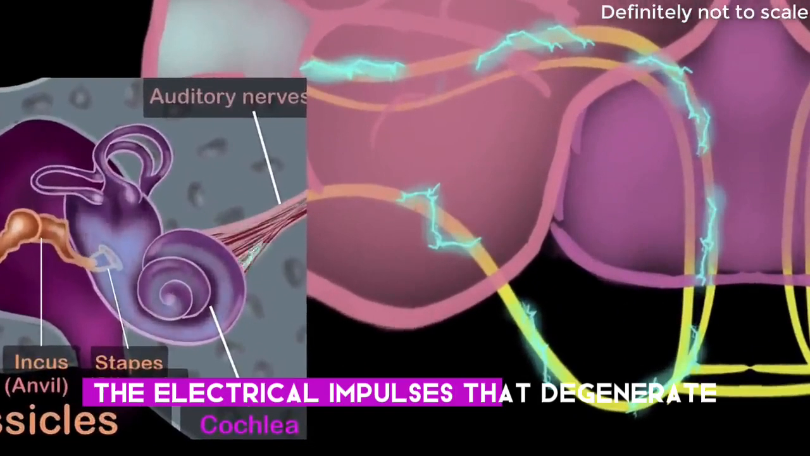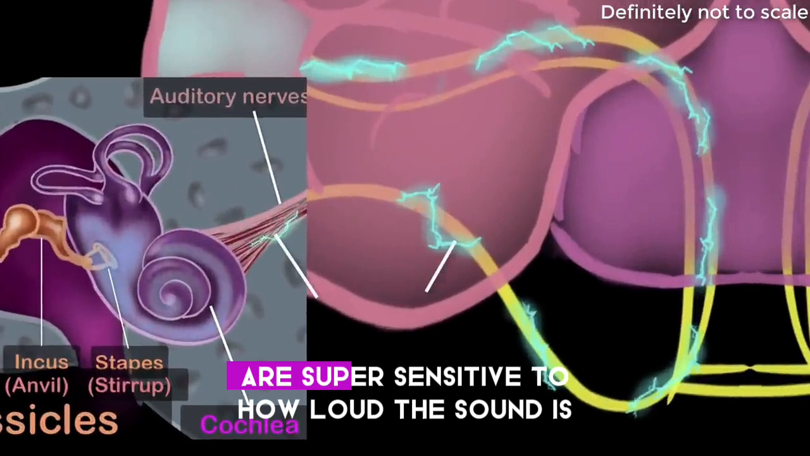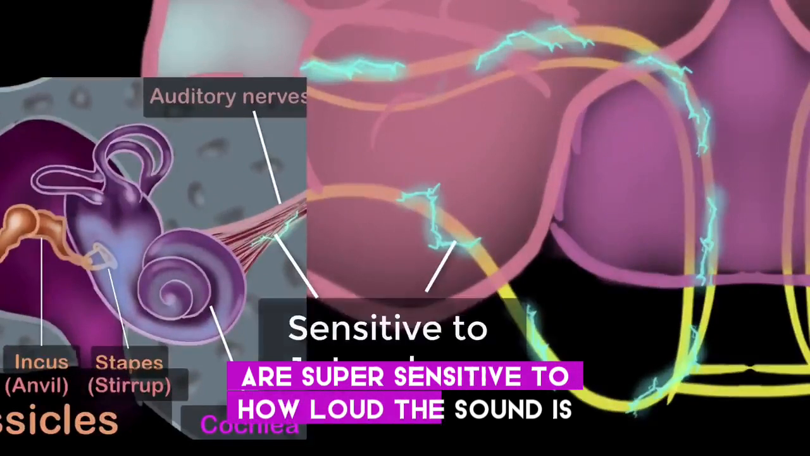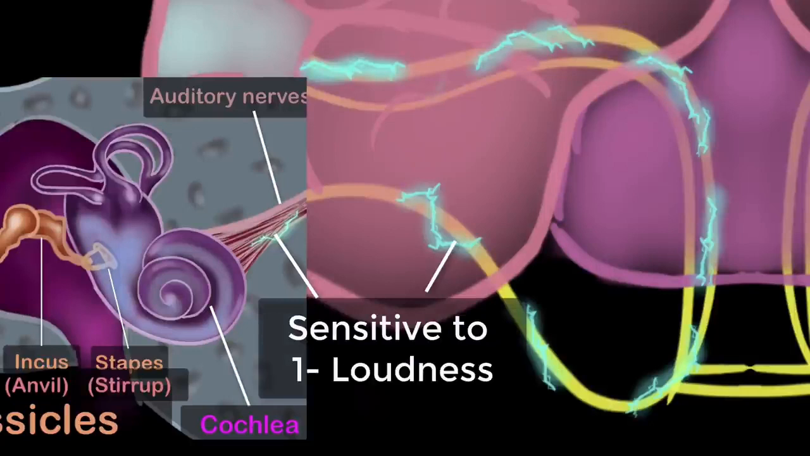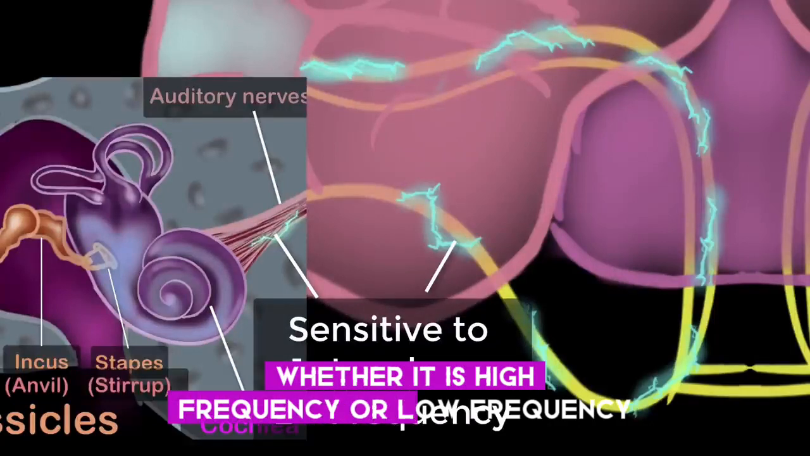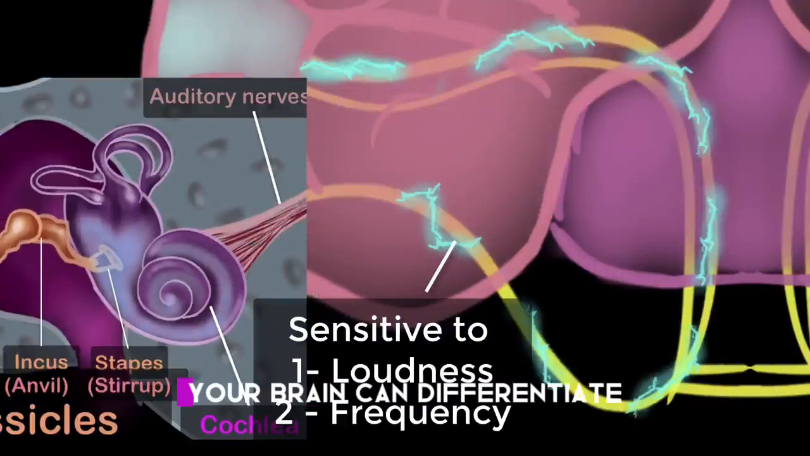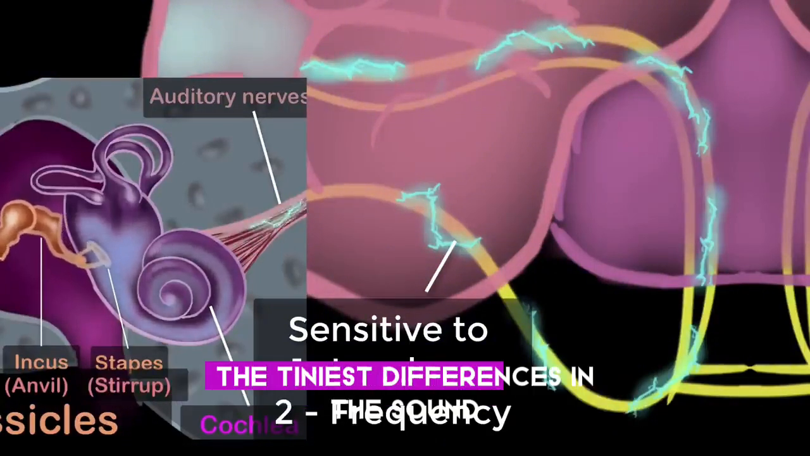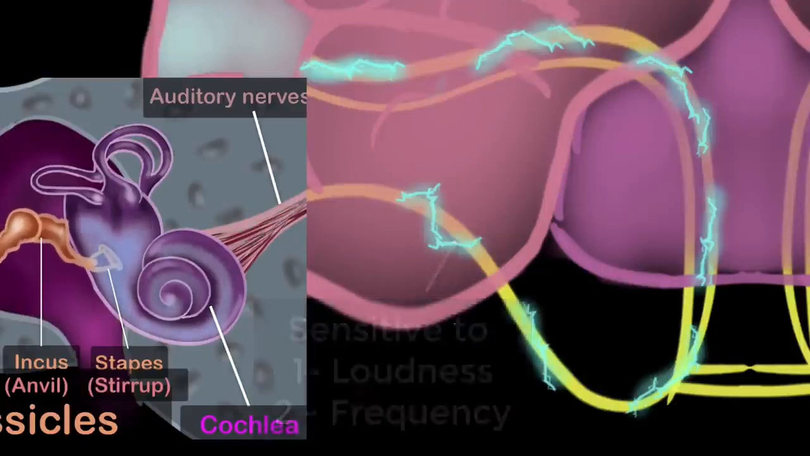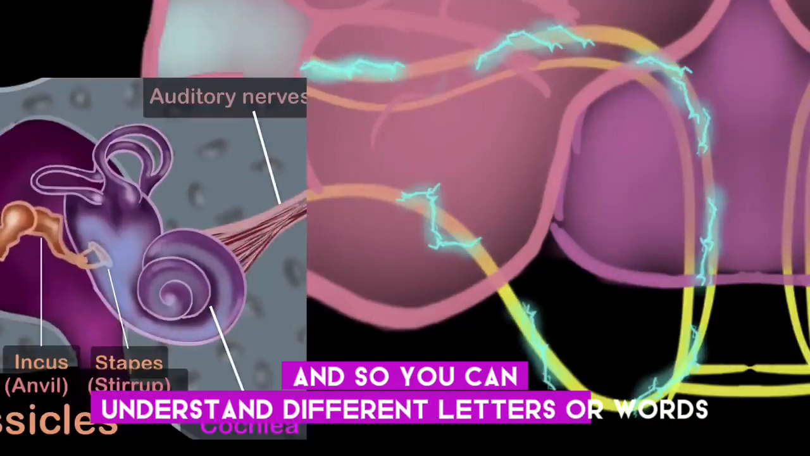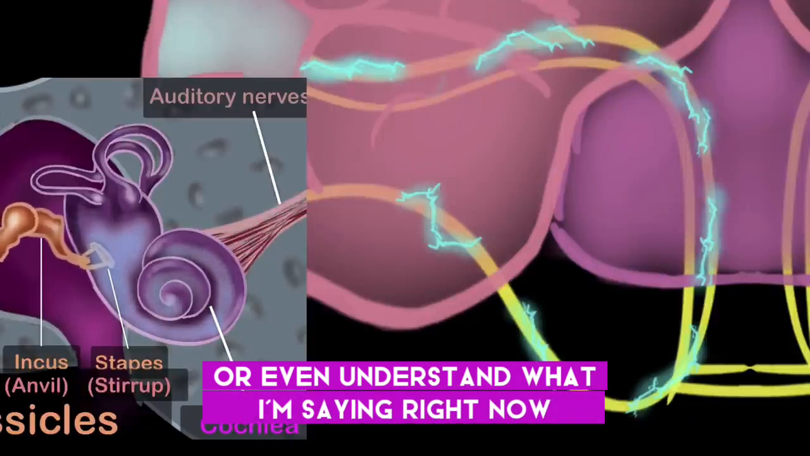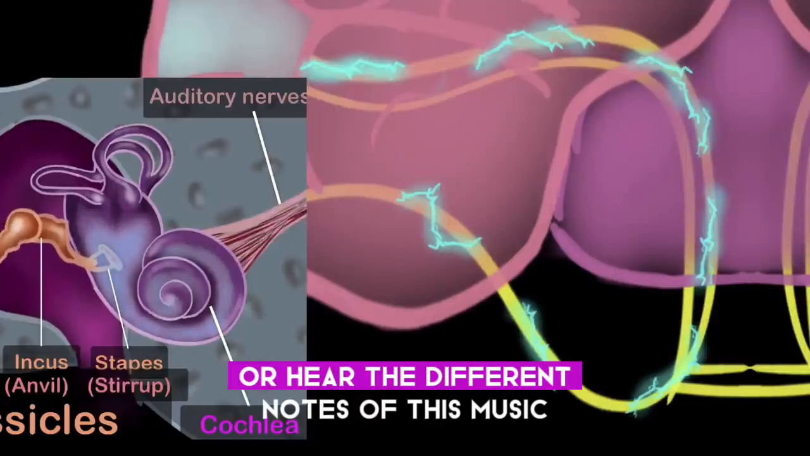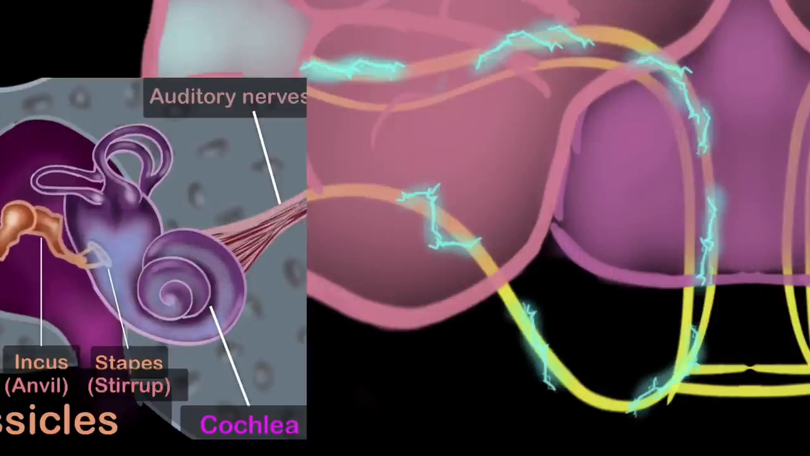And the cells of your cochlea are amazing. The electrical impulses that they generate are super sensitive to how loud the sound is or how feeble the sound is, whether it is high frequency or low frequency. And as a result, your brain can differentiate the tiniest differences in the sound. And so you can understand different letters or words, or even understand what I'm saying right now, or hear the different notes of this music.